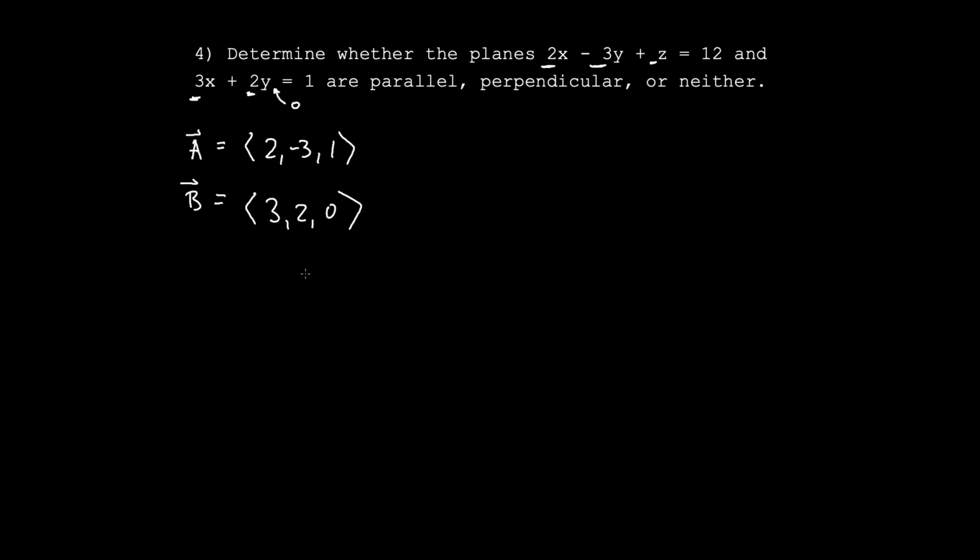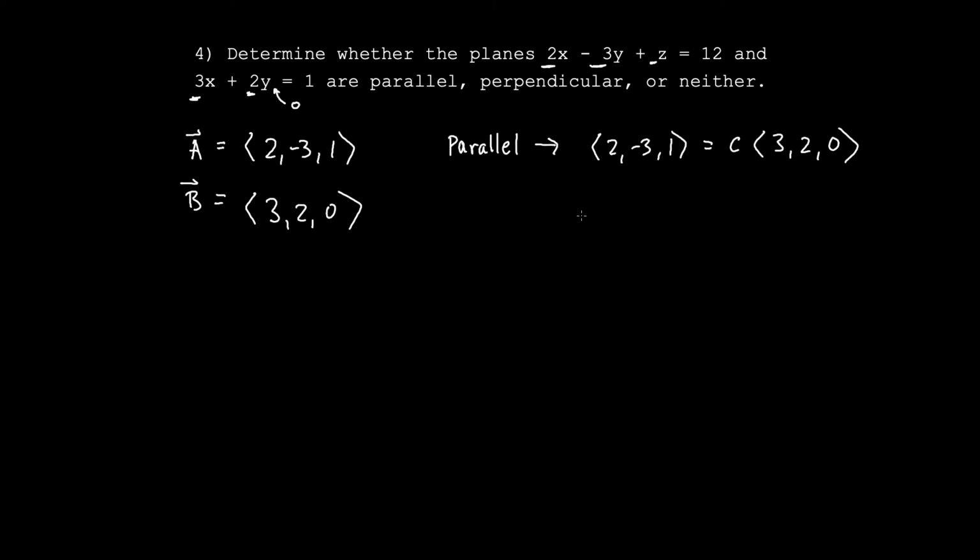Now, let's check if they are parallel to each other. If the normal vectors are parallel to each other, then the planes are parallel to each other as well. We check for parallel by asking: is there a scalar c which, multiplied to the second vector, will give us the first vector? Is there any value for c which makes these vectors equal to each other?